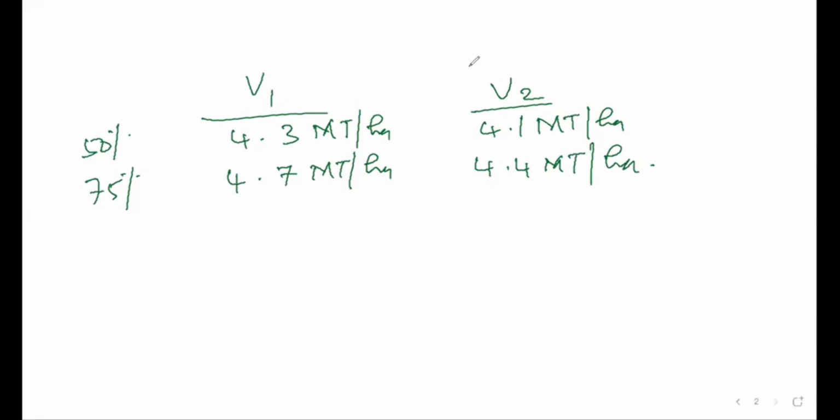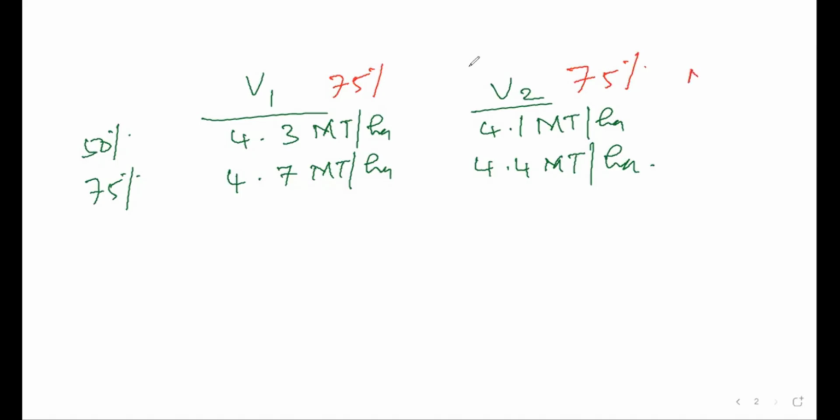Hello? Yes, sir, we are here. But you are not answering by looking at this. So which nitrogen is better for variety 1? 75%. 75% is good for variety 1. For variety 2, also 75%.